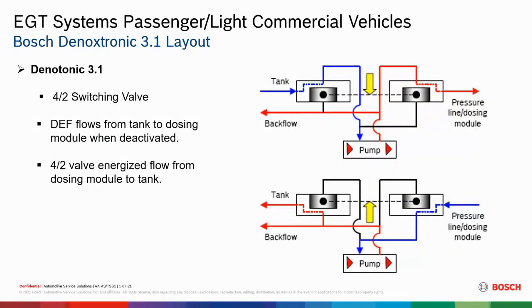So this has what's called a 4x2 switching valve. It only has one pump in it, and the pump always spins in the same exact direction. The 4x2 switching valve is in charge of reversing the flow of the fluid from the supply pump to the dosing module, and then from the dosing module, it's going to purge all the air out of it back to the tank. So we're going to take a look at how this 4x2 valve works from the dosing module back.